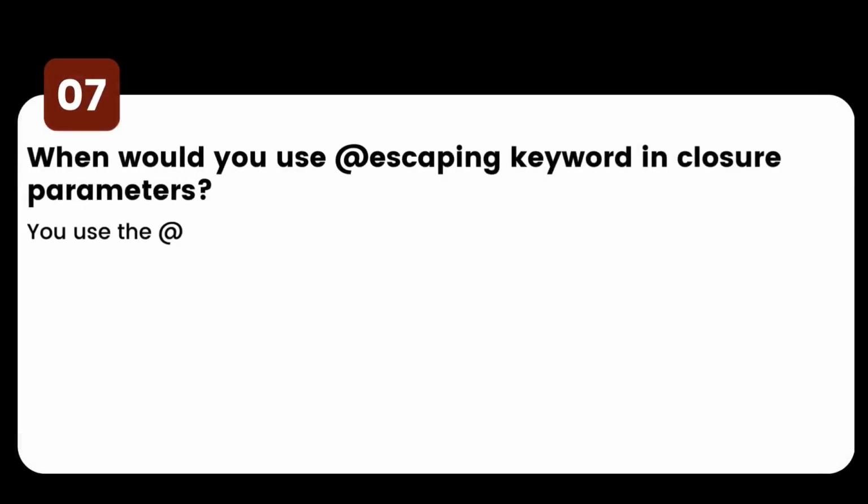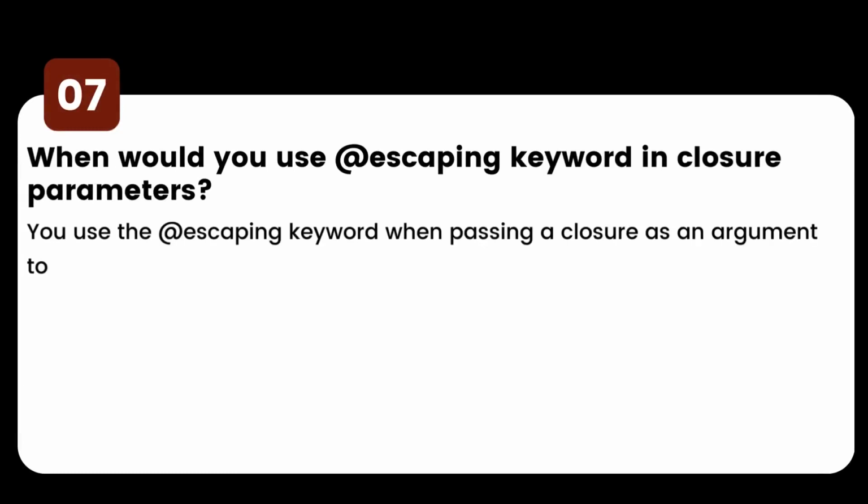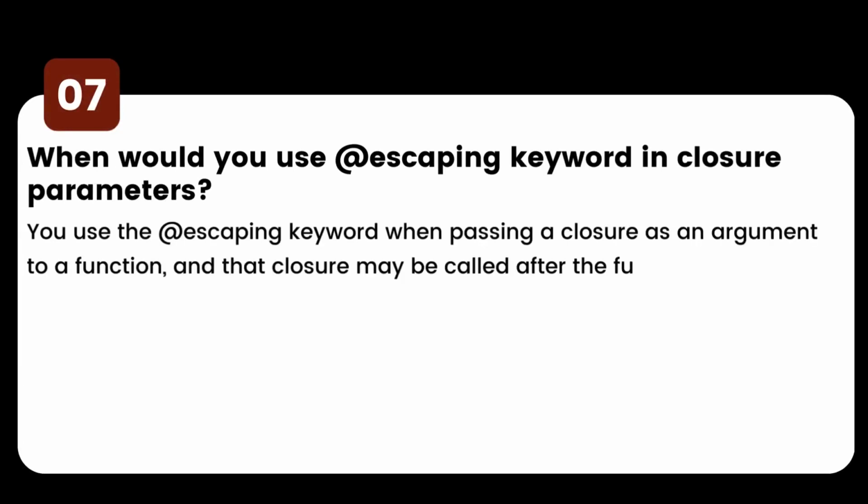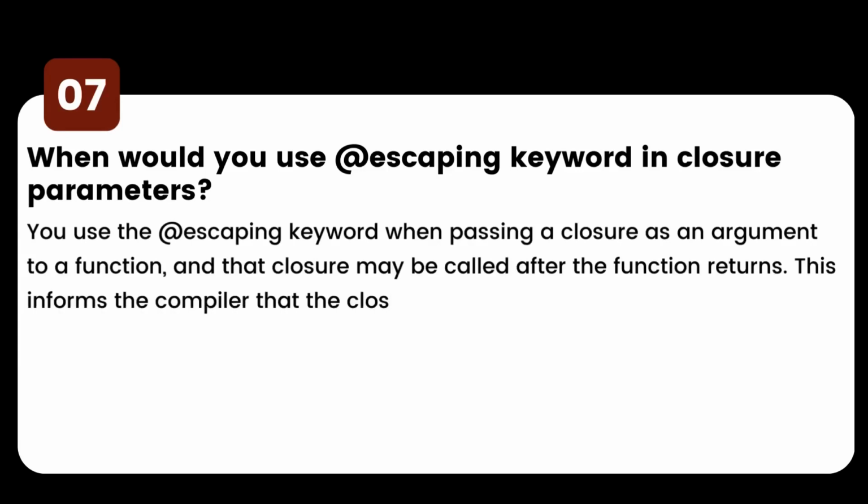When would you use the escaping keyword in a closure parameter? You use the escaping keyword when passing a closure as an argument to a function, and that closure may be called after the function returns. This informs the compiler that the closure needs to be stored and executed later.